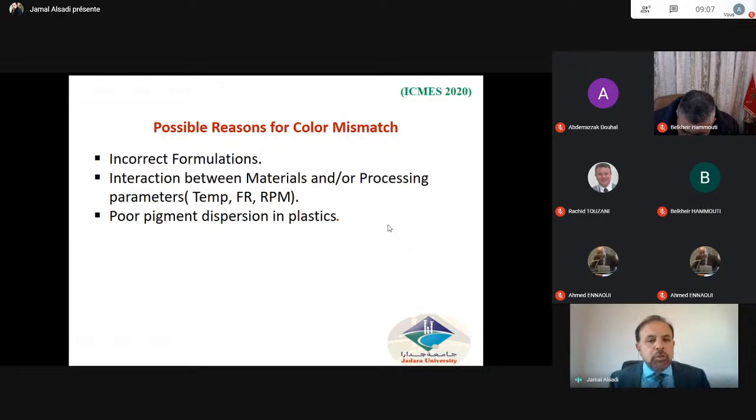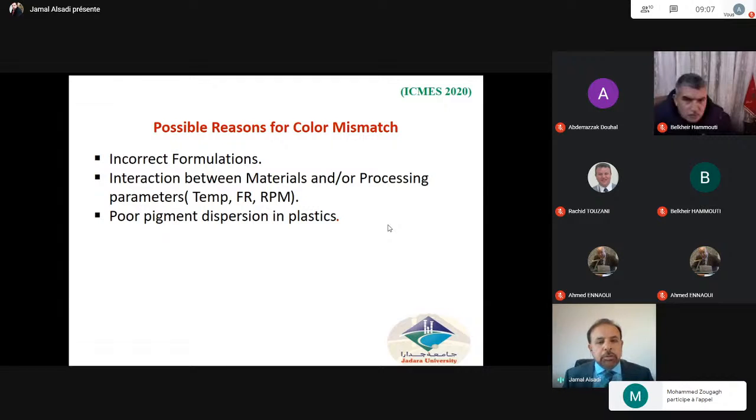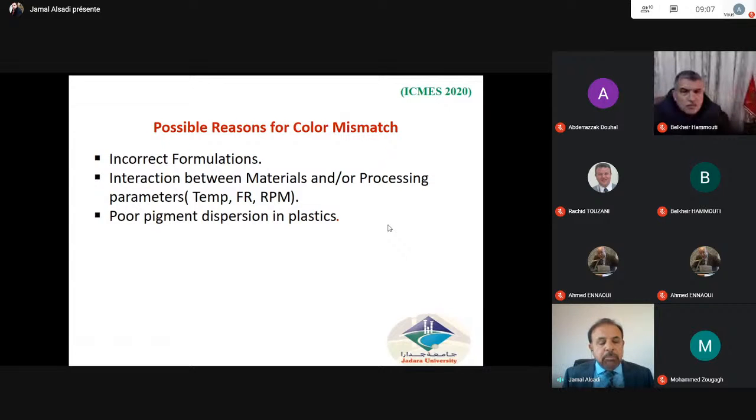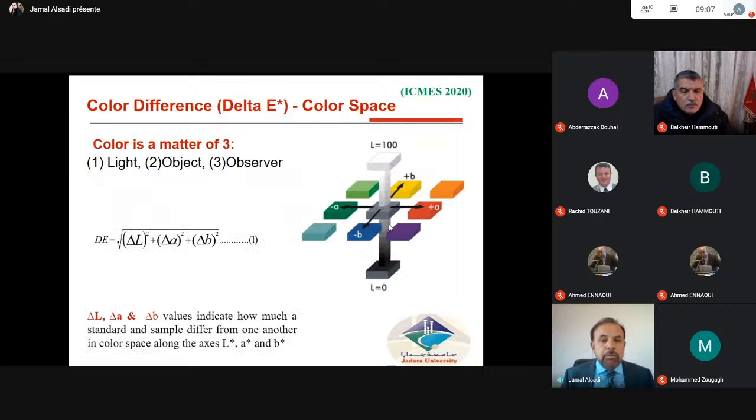So the second possible reason is the interaction between the material and the processing parameter. The parameters which I concentrated on in my work are the temperature, the feed rate, and the speed of the screw. Poor pigment dispersion in a plastic, when you are blending the material or extruding it with different screw design, also affects the color mismatch.